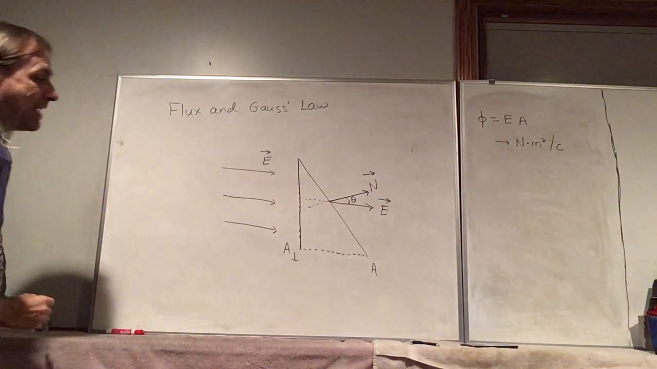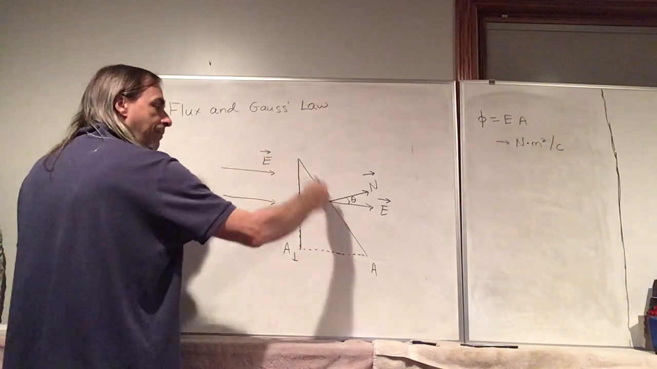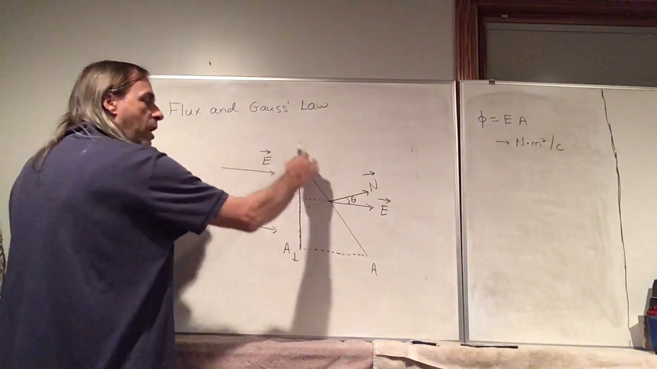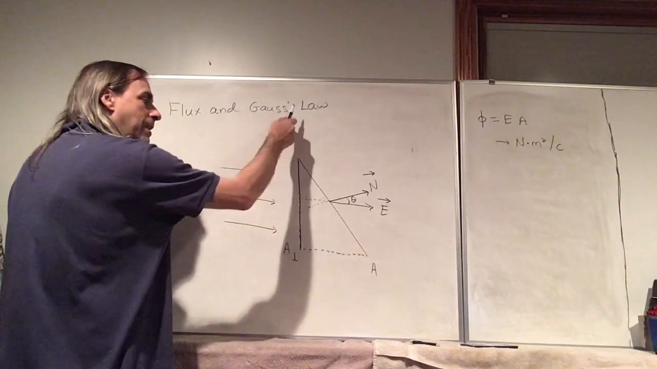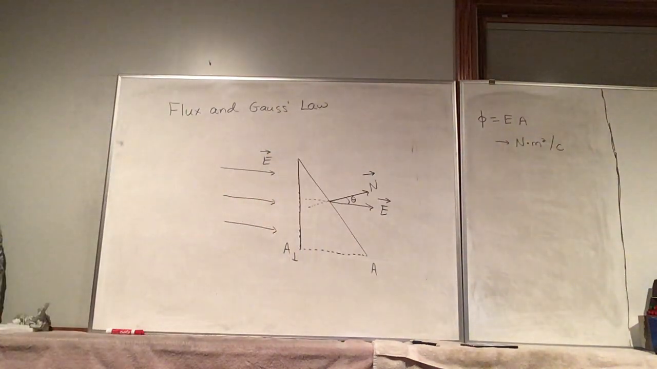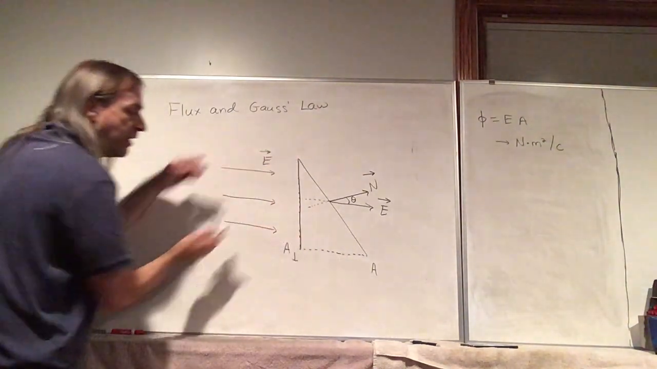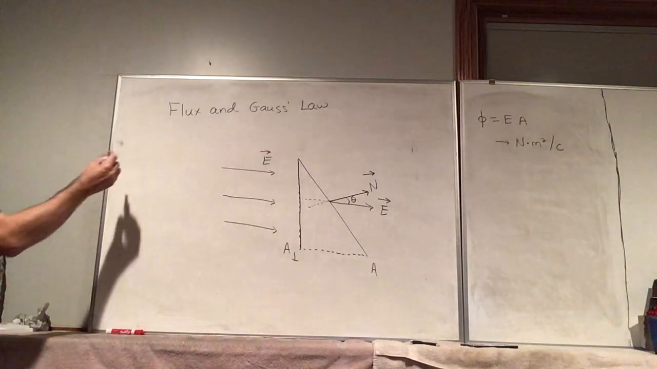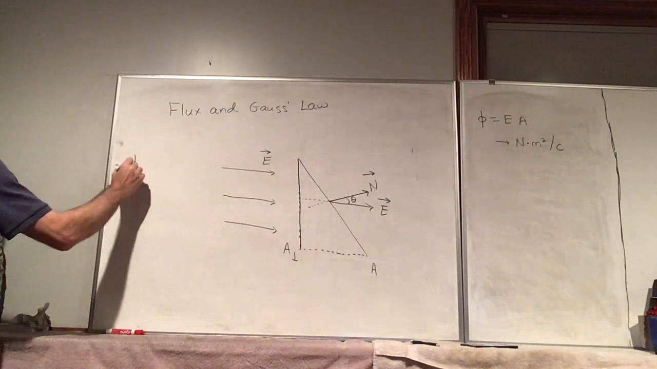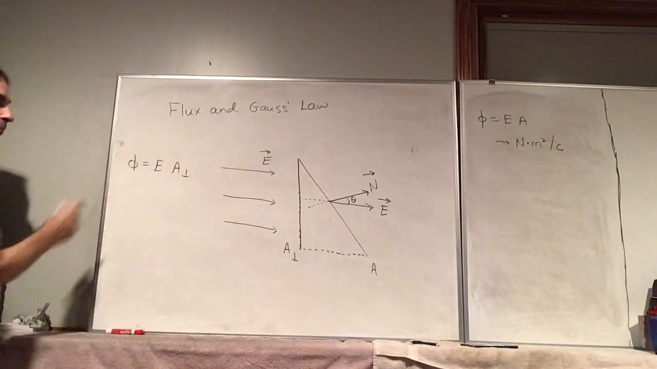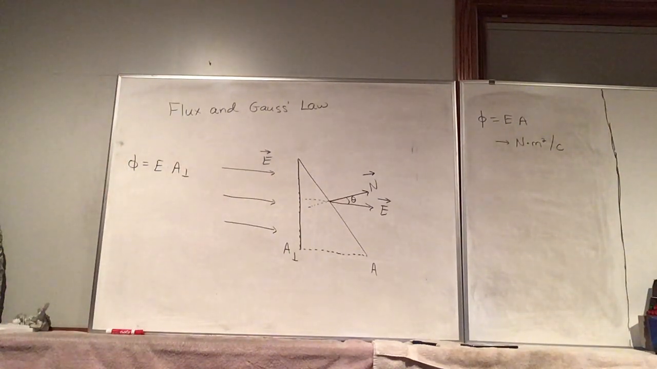Now, we're just defining it so that the flux through this surface is the same as the flux through a surface that would be perpendicular to the electric field. So they still block the same number of field lines. Then we can say the flux through our surface would be E times A perpendicular. But we just want to write it in a different form now.